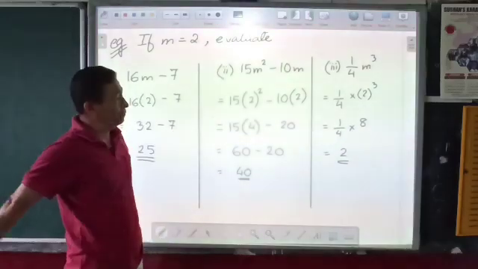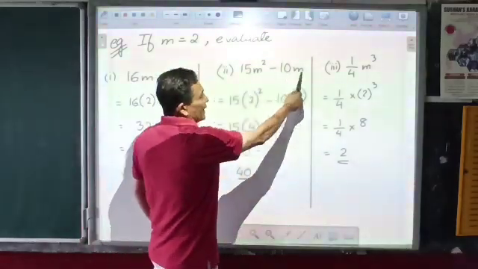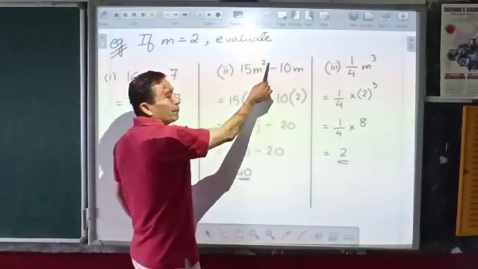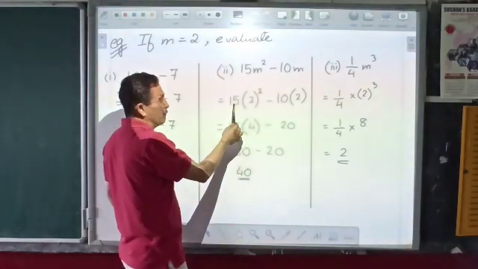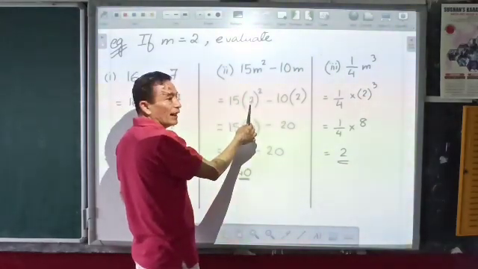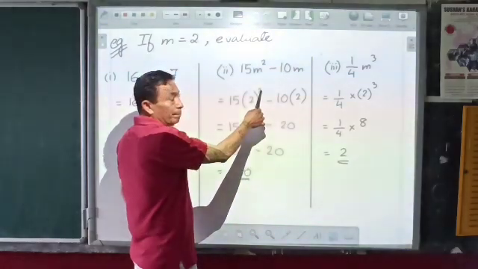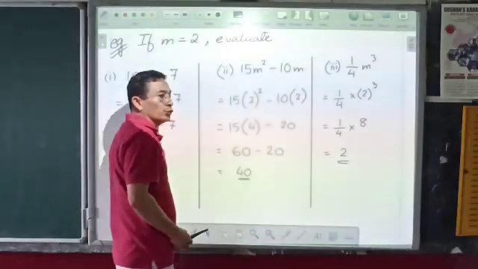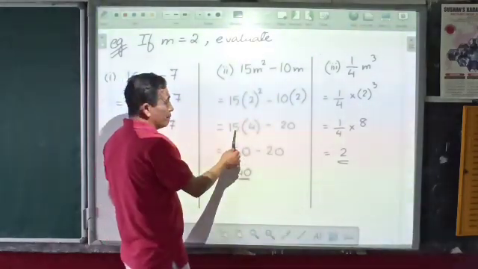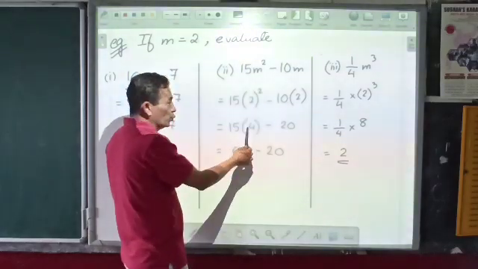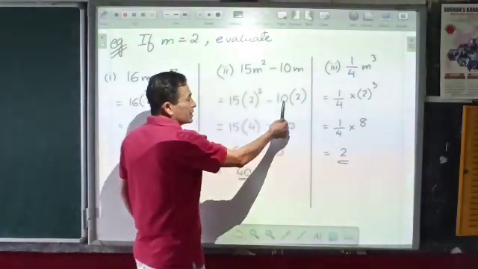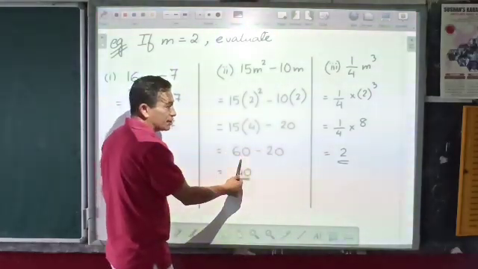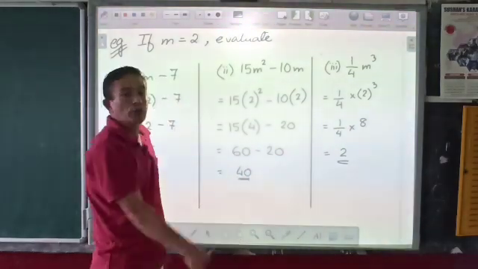Let's go to the second one here. 15m squared minus 10m. 15m squared means 15 multiplied by m multiplied by m, or I can write it as 15 multiplied by m, the value is 2, whole squared, minus 10m means 10 multiplied by m, which is 10 multiplied by 2. 15, 2 squared means 2 into 2, which will give me 4. Minus 10 into 2 will give me 20. 15 multiplied by 4 will give me 60. So 60 minus 20 will give me 40.